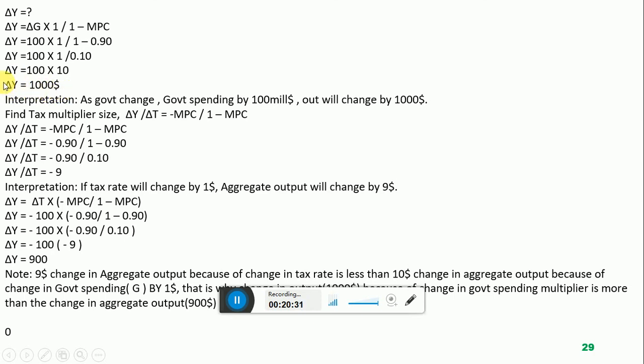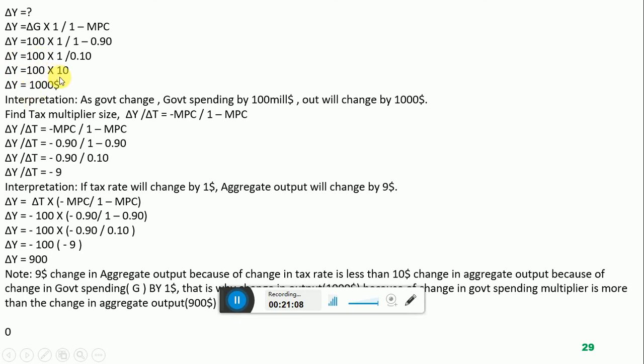Dear students, you know that delta is a Greek letter and it denotes change, and Y is the symbol for aggregate output. So delta Y means change in aggregate output of Afghanistan. Change includes both types of changes: an increase or a decrease in aggregate output. In this case, delta G is positive, a $100 million increase in government expenditure. That is why delta Y increased by $1,000 million. 1000 is 10 times 100. That is why this is called the government spending multiplier.